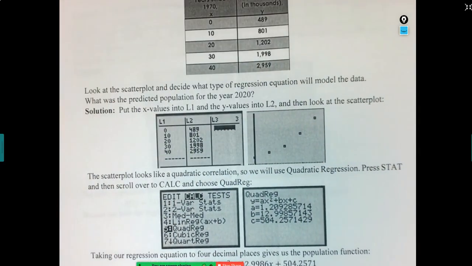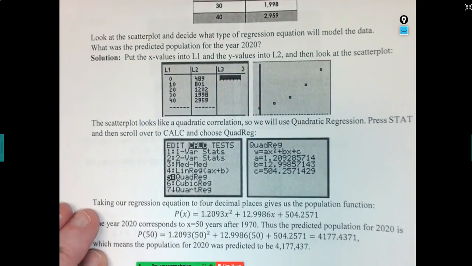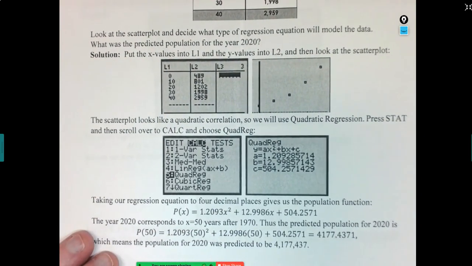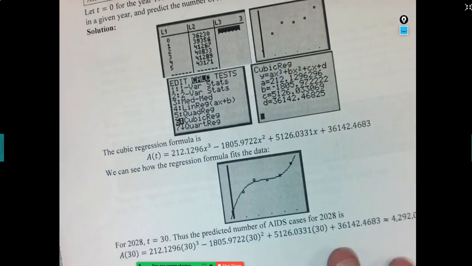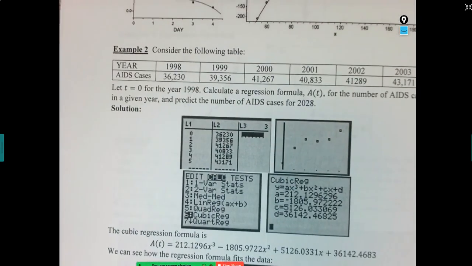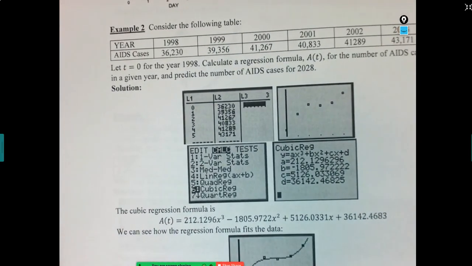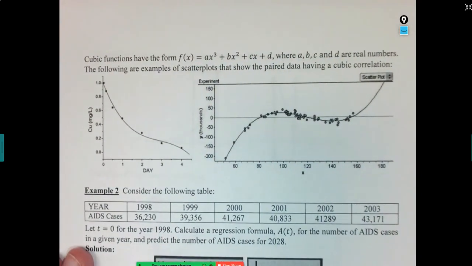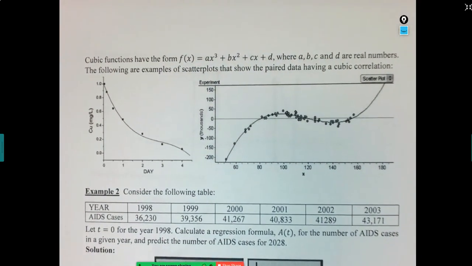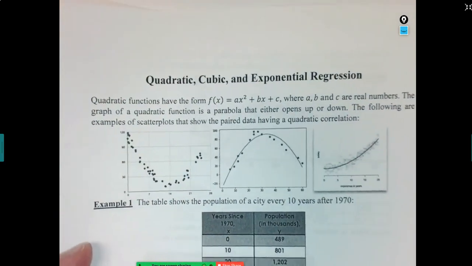And again, the WebWork is woefully inadequate to prepare you for the departmental assignment. I'm going to get that posted next week. There are two assignments: one on rational functions, and one on regression. All right, so we're going through quadratic, cubic, and exponential regression.